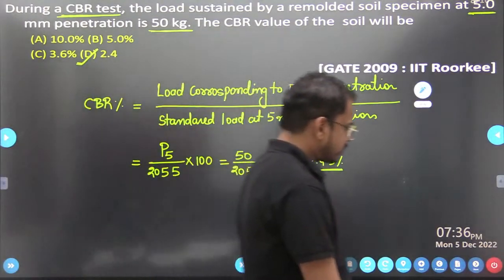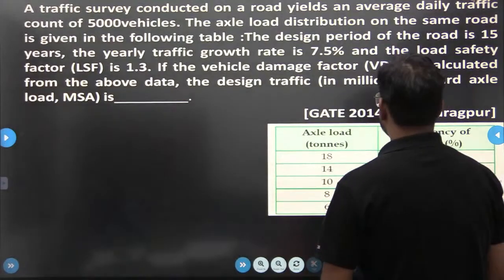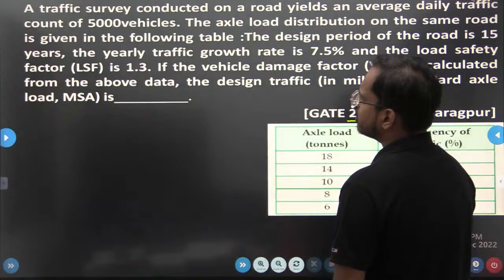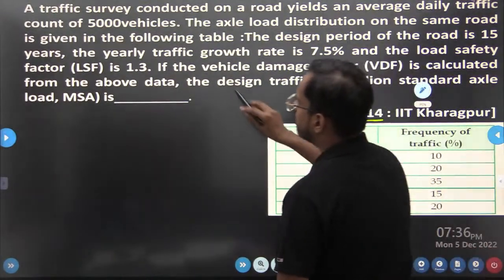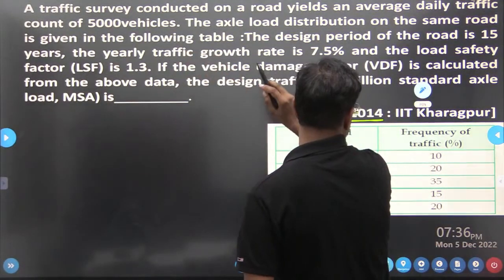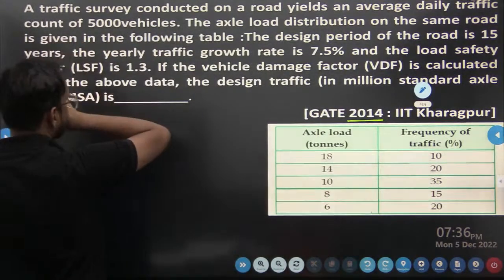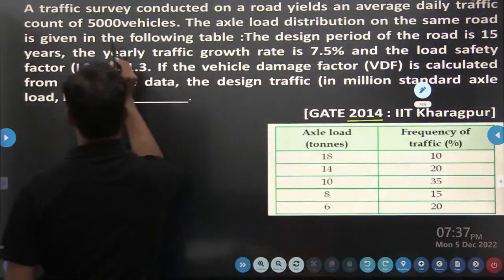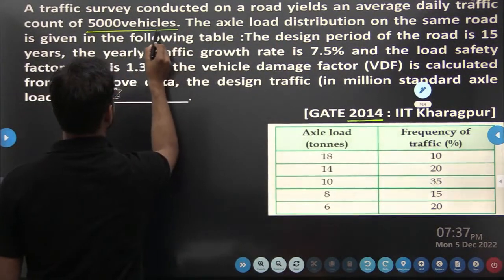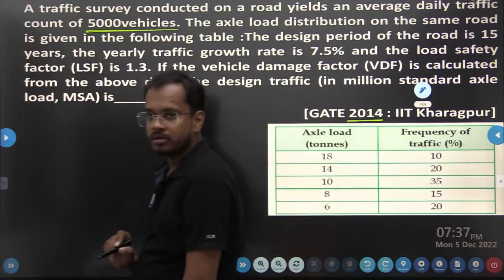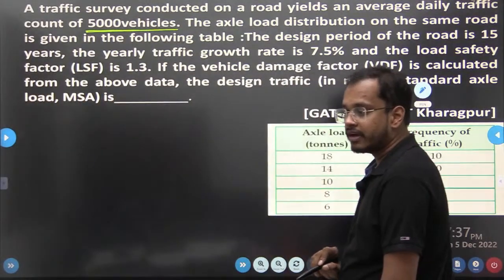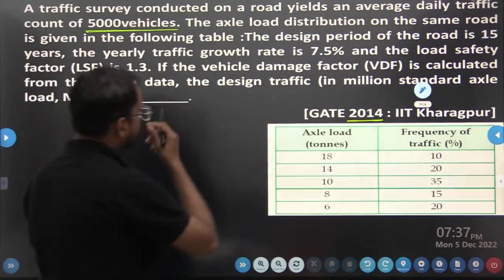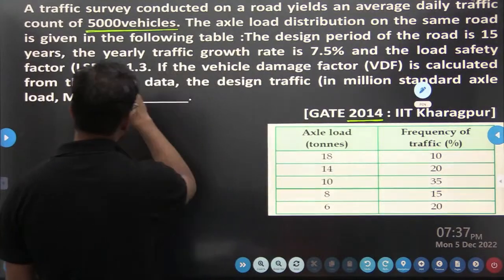Now see, I will discuss the next problem, which is also very interesting, GATE 2014 IIT Kharagpur. The question is: a traffic survey conducted on a road yields an average daily traffic of 5,000 vehicles. Average daily traffic is given in the question, and its value is 5,000 vehicle per day. Am I right?